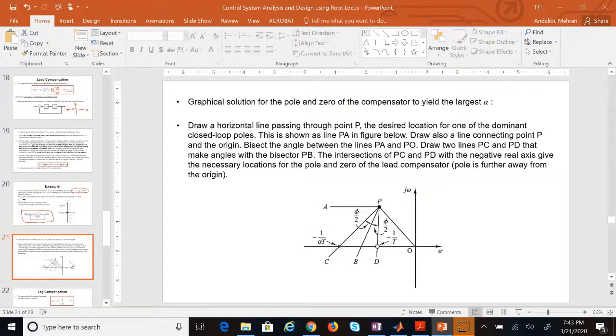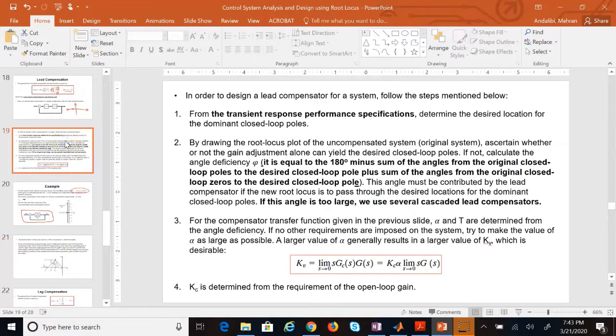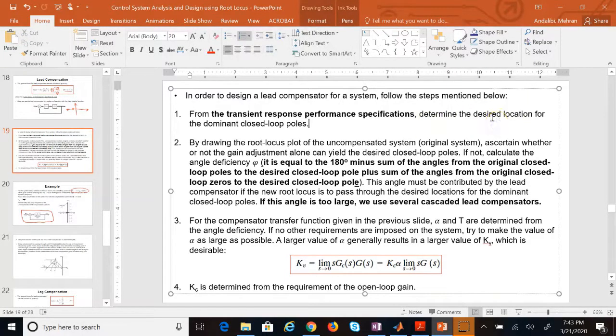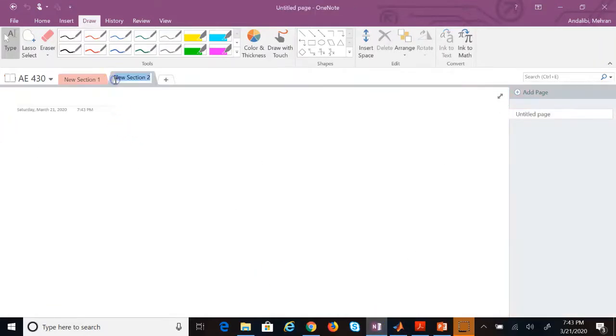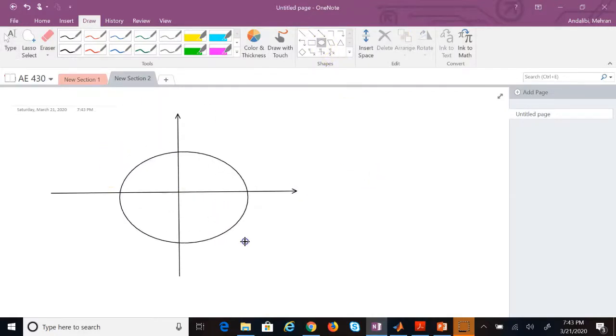How can I do that? The procedure is four steps. First, determine the location of the new dominant poles. Where are they? In order to do that, I redraw that root locus I just drew for you, but I do it here. So if these are the real and imaginary axes, the locus for constant omega was what?